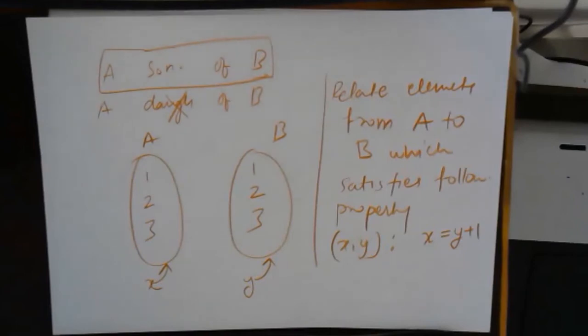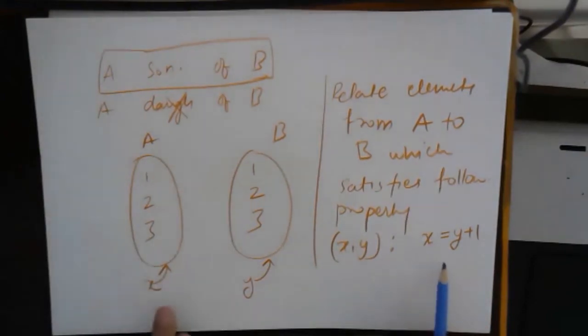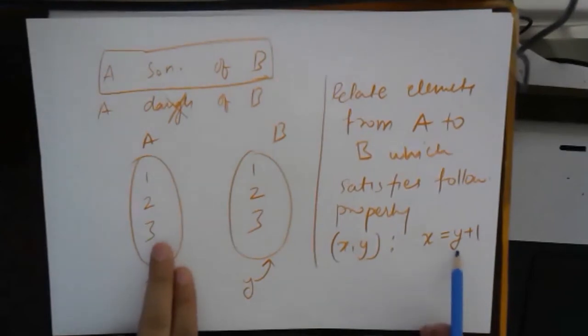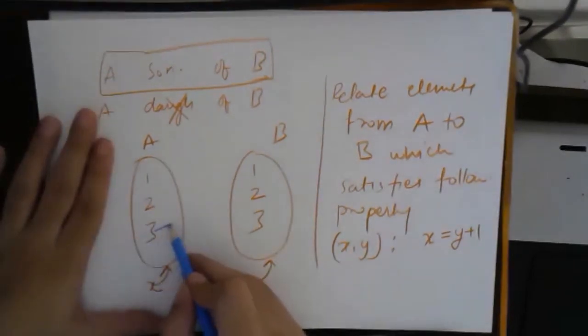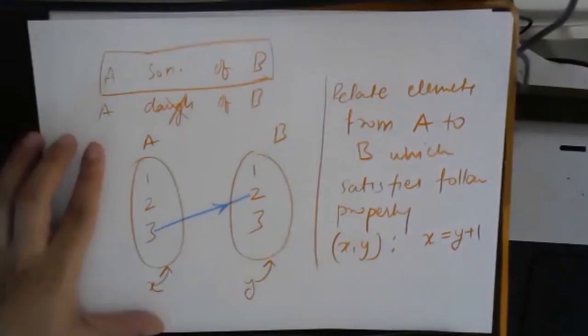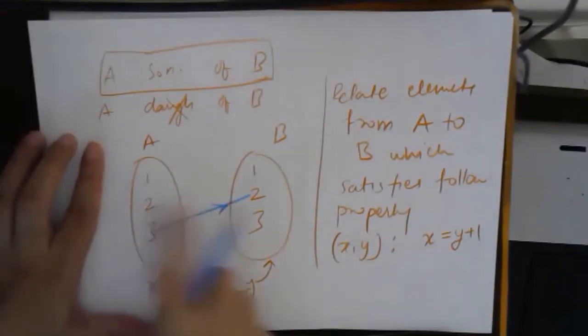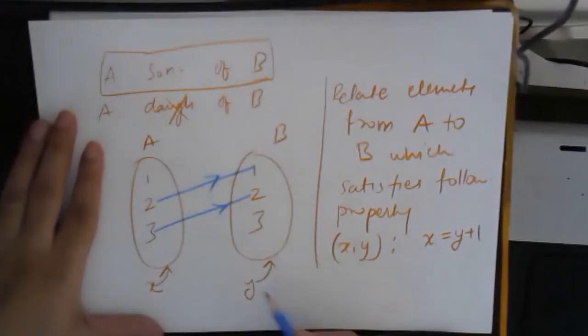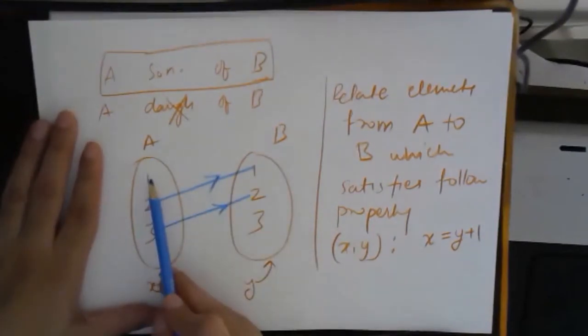If I am saying X is equal to Y plus 1, then tell me which element of B you will relate 3 with. 3 I will relate with 2, because if X is 3, then Y has to be 2. So 3 will be related to 2. Very good. Now tell me which element 2 will be related to. 2 will be related to 1. Very good.